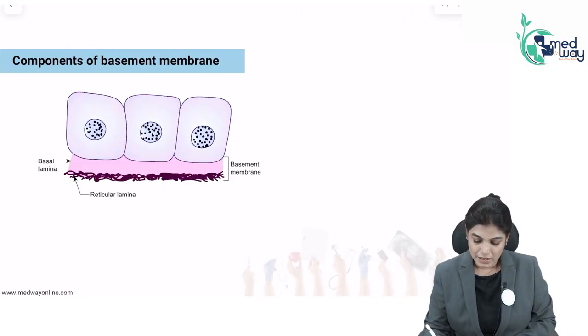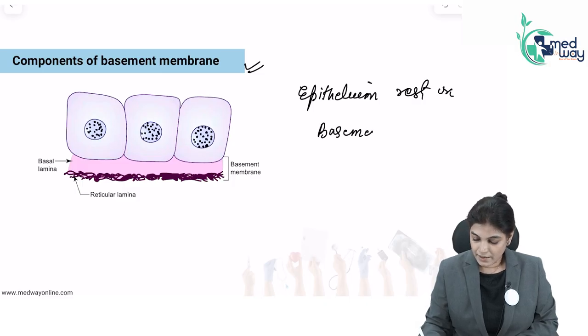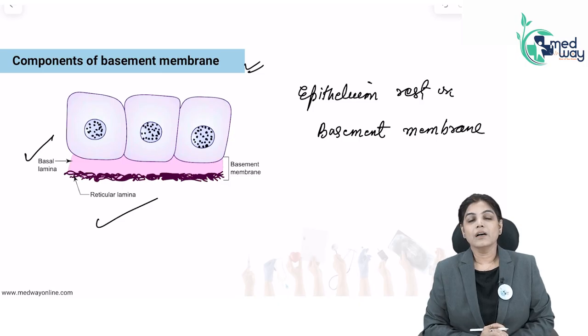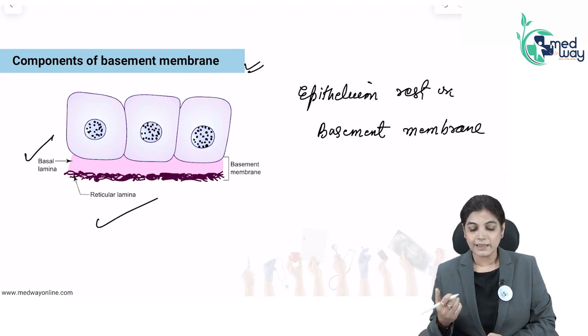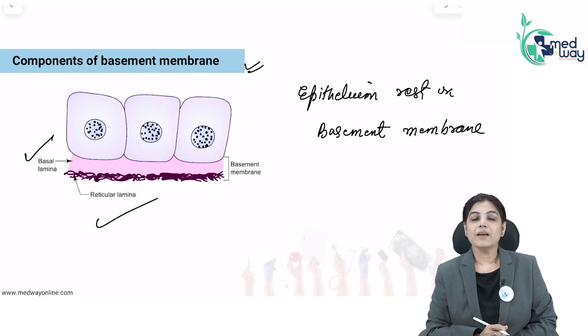If I talk about the components, epithelium, as I told you, rests on a basement membrane. This basement membrane is made of two layers, that is the basal lamina and the reticular lamina. So we have two layers of the basement membrane, the basal lamina being part of the epithelium itself, and the reticular lamina being part of the underlying connective tissue. Underlying the epithelium, we have the connective tissue which is traversed by blood vessels and nerves. Other than that, epithelium arises from the three germ layers.